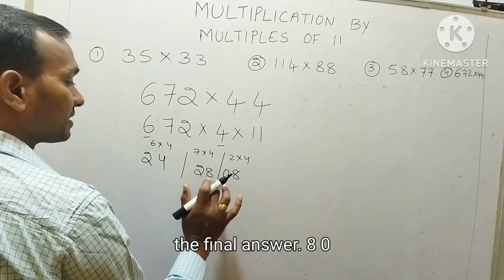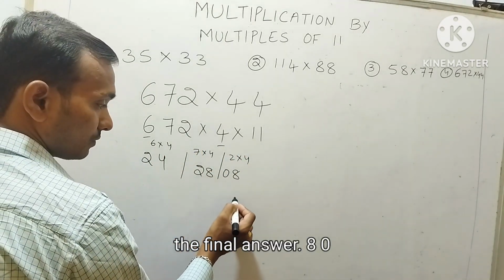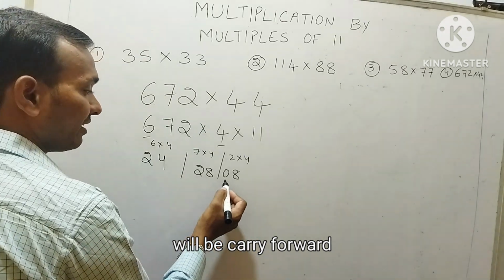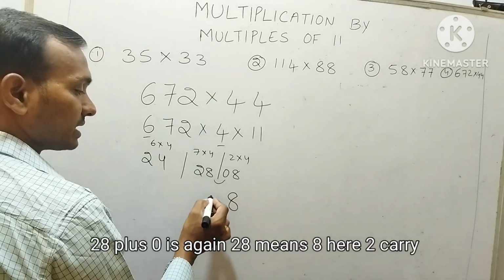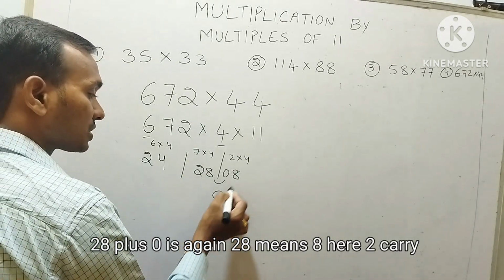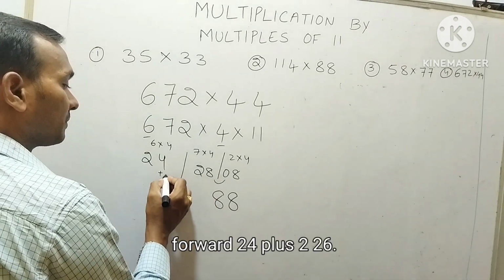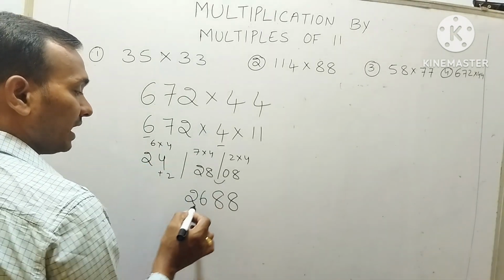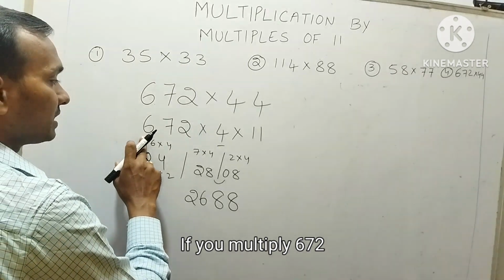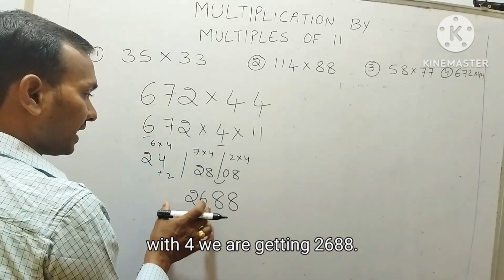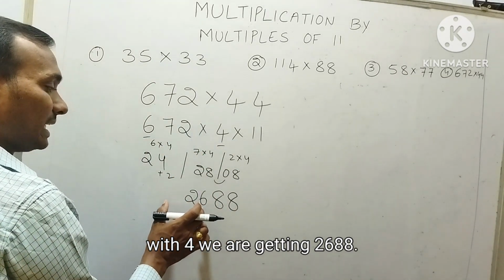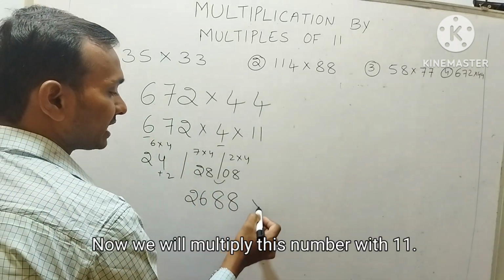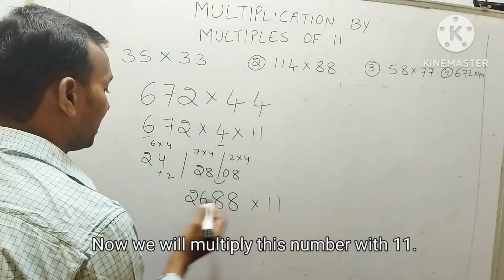Now we will write the final answer. 8. 0 will be carry forward. 28 plus 0 is again 28. Means 8 here. 2 carry forward. 24 plus 2, 26. If you multiply 672 with 4, we are getting 2688. Now we will multiply this number with 11.